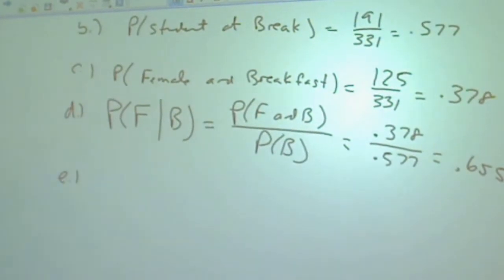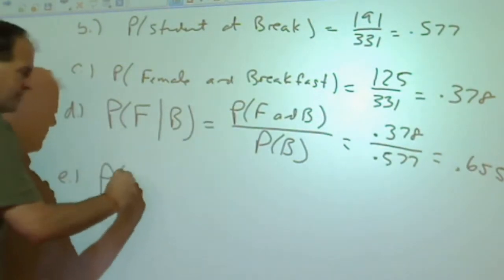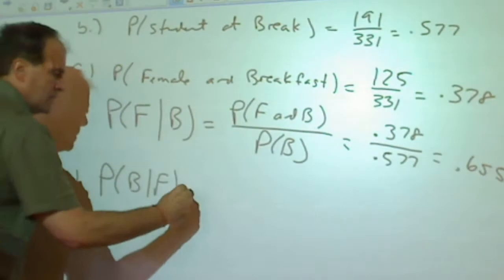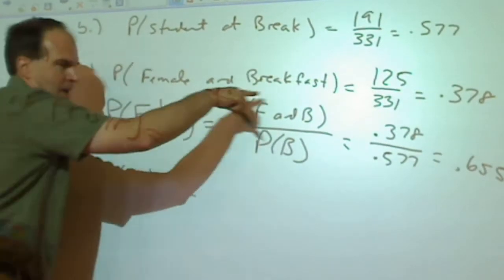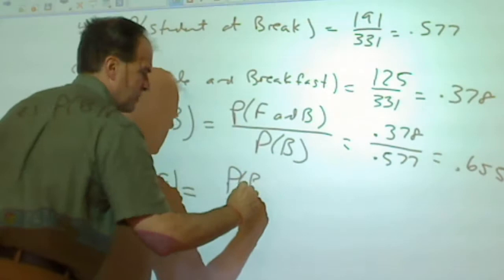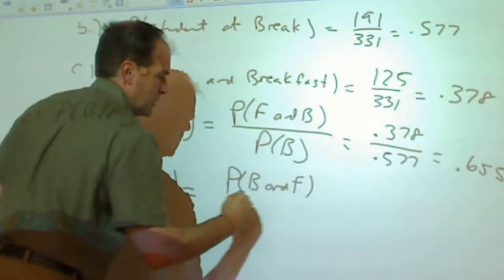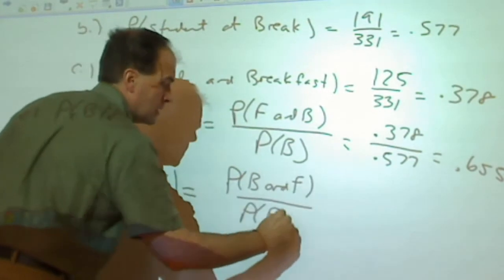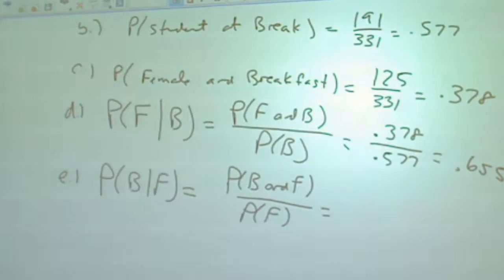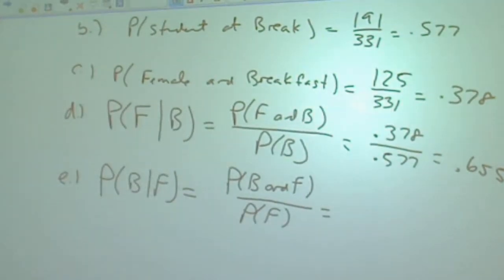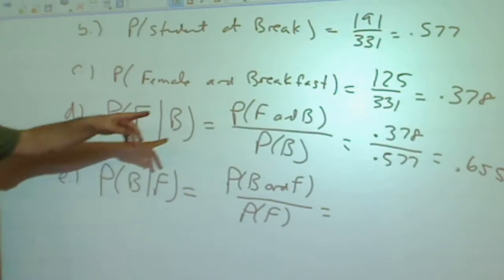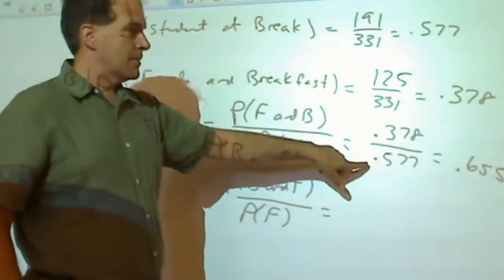Problem E, the reverse conditioning. What's the probability that a student ate breakfast given that they're female? It's just the reverse. Okay, kind of follows the same pattern. B and F. So, what is the 0.378 over 0.575? Which one are you talking about? 378, the bottom one. Yep.